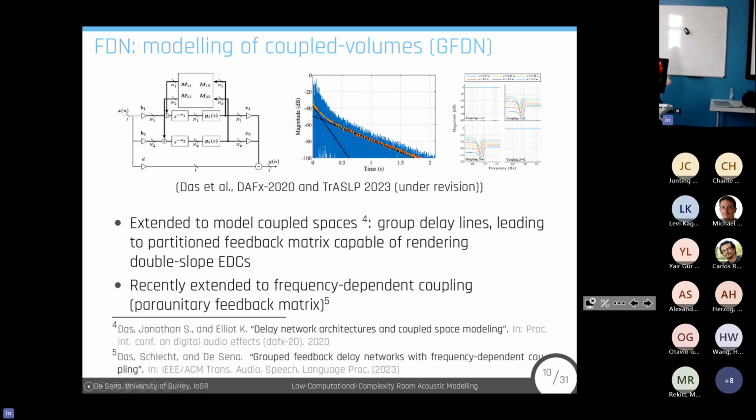There has been some work to extend that. For instance, what do you do if you want to model double slope decay in a room, for instance to model two connected spaces? Some work has been done in that direction. I've done some work on that with Ochi Samadas and Sebastian Schlecht. We published that this year.